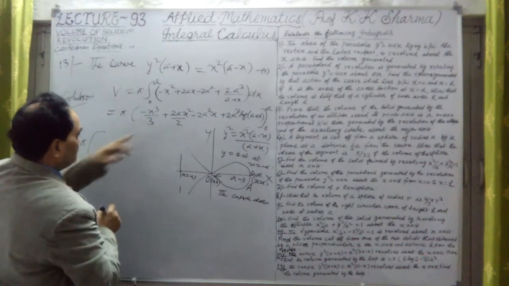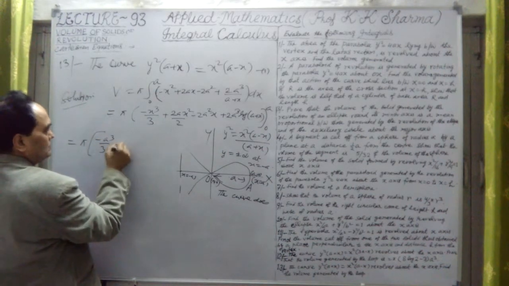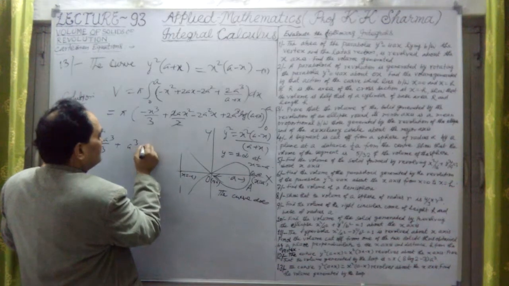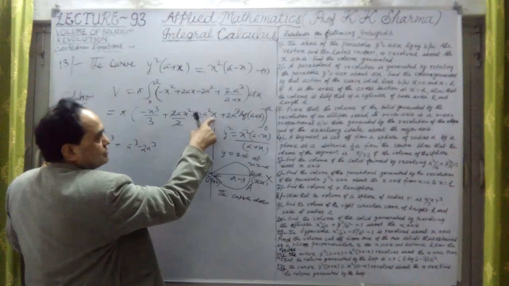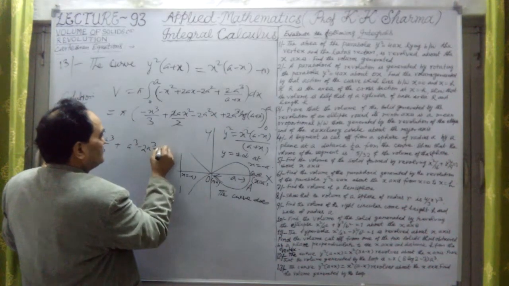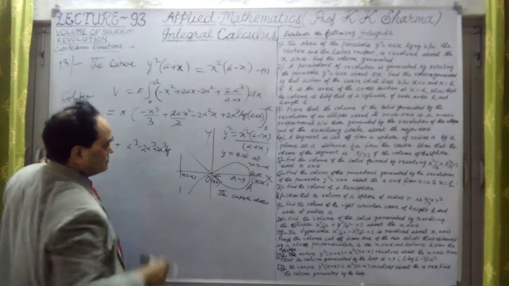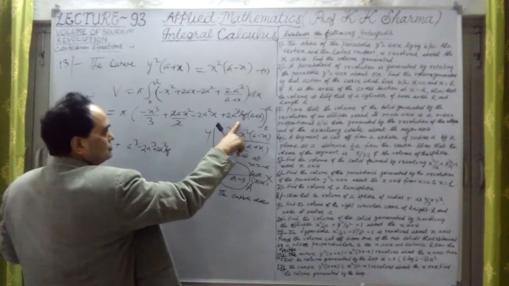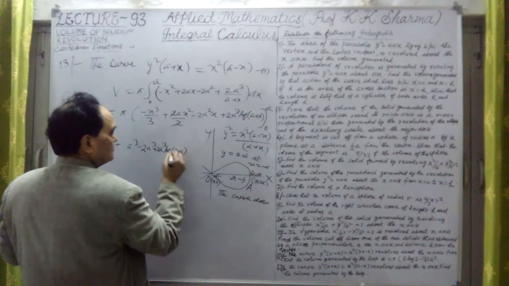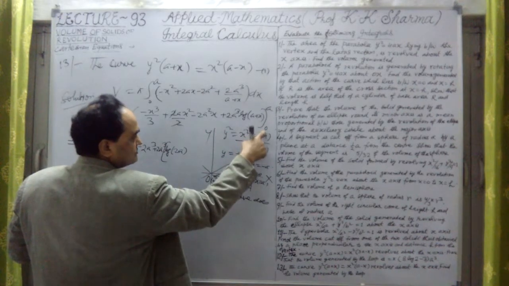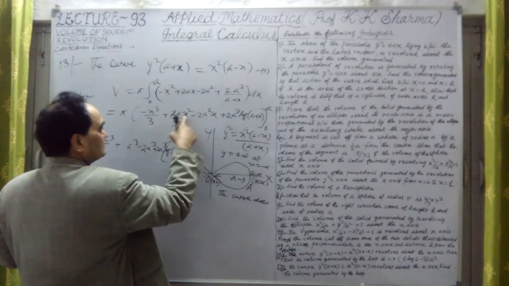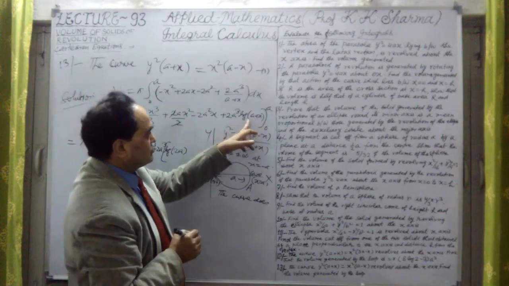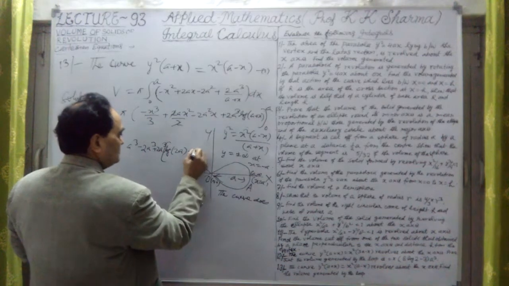Now let me put the limits here. At the a limit, this is a cube minus a cube upon 3, the 2 cancels out, this is a cube only, because a into a square is a cube, minus twice a cube, plus twice a cube into log of a plus a, which is 2a. When we substitute 0, wherever x is coming, x is 0, so only the log value is left over: log a, because a plus 0 is a, minus log a.